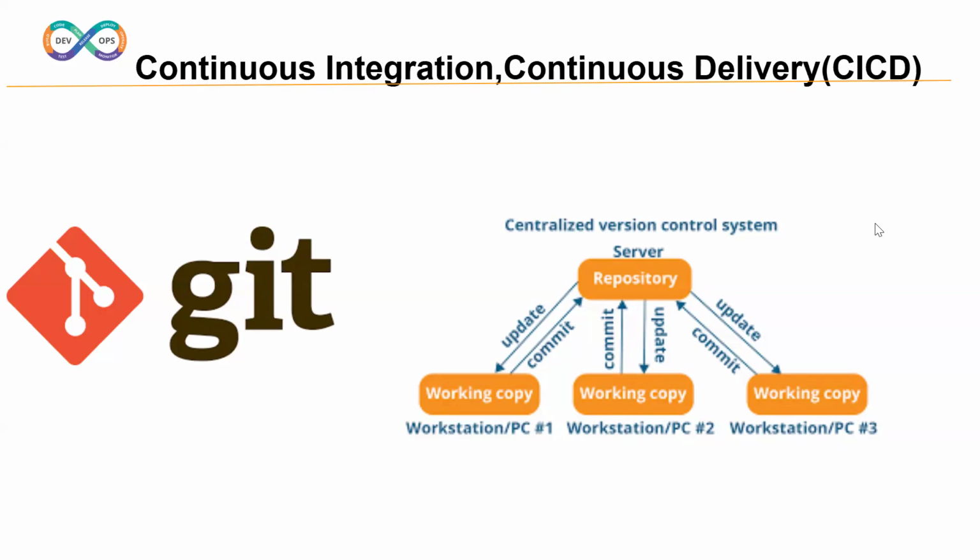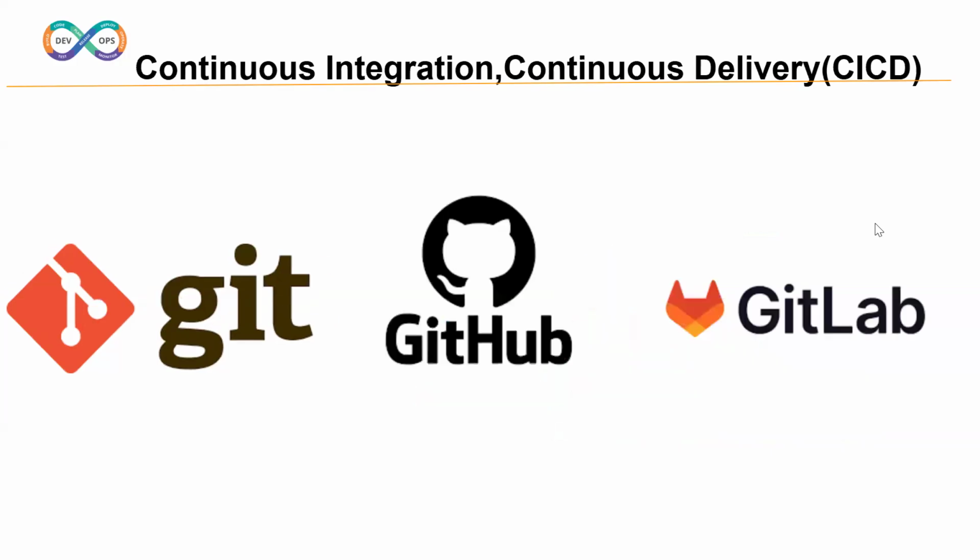Git is a version control. So whatever lines of code are written by the developer, those lines of code are going to be maintained on Git in a versioned way, and in GitHub also.